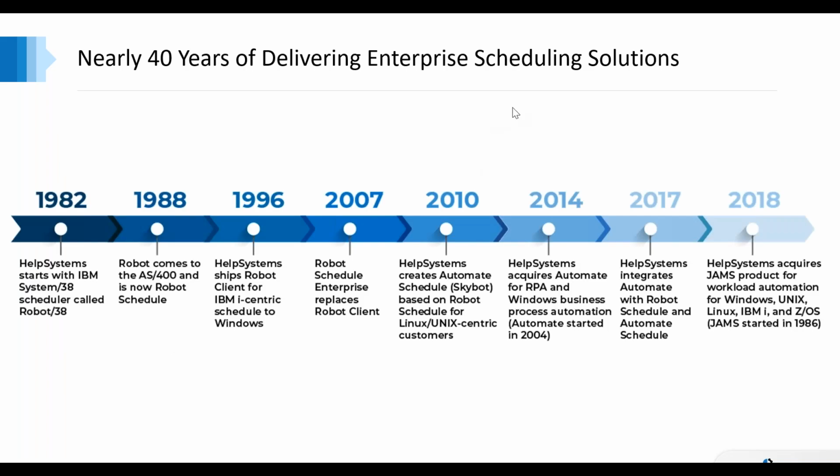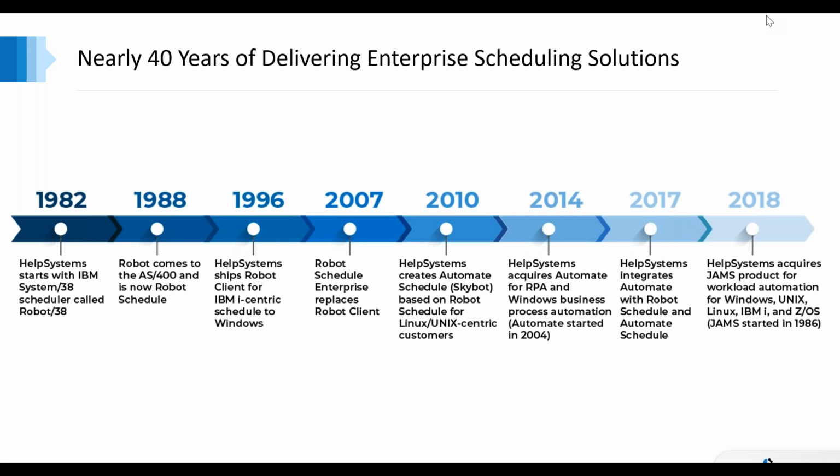Now, I'm not going to go through everything on this slide, but I think you'll get the point by looking at the timeline here. We have nearly 40 years of delivering scheduling to enterprises around the world. HelpSystems started with Robot, which is our scheduling product that's centered around today's world of IBM i. That product evolved as the world of IT evolved, and it wasn't just AS400, it was IBM i with Windows, Unix, and Linux alongside of it. We had to offer up enterprise scheduling from that perspective.